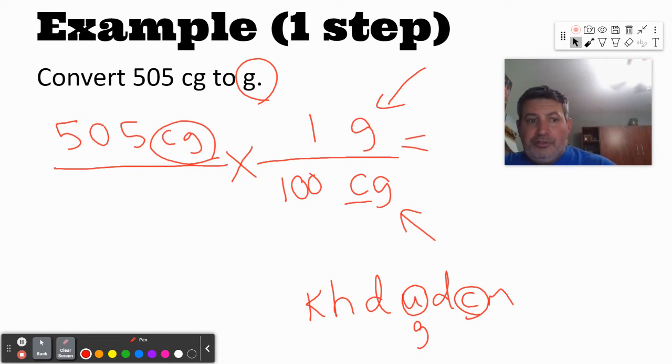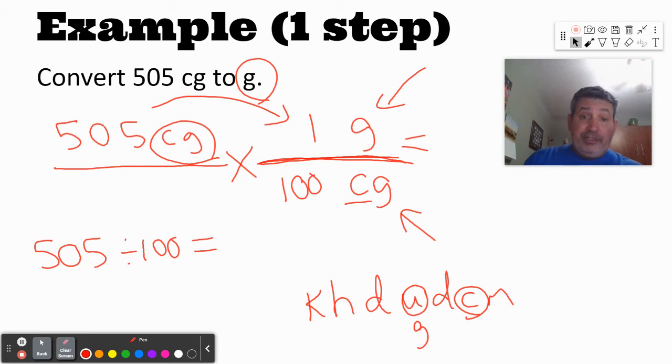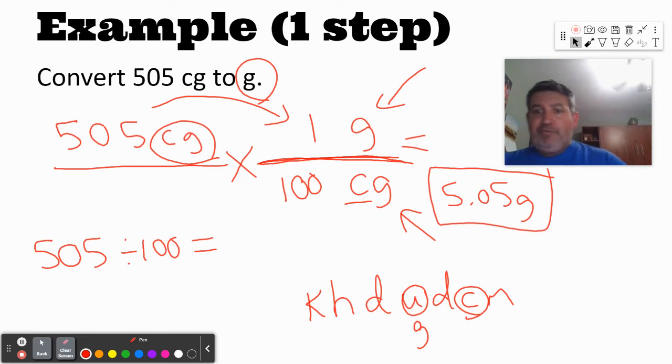So now in the calculator, it's 505. I multiply across the top. That's times 1. Don't waste your life doing that. The next step is to divide. So I'm going to divide by 100 in this case. So 505 divided by 100 gives me 5.05 grams. So 505 centigrams is 5.05 grams.